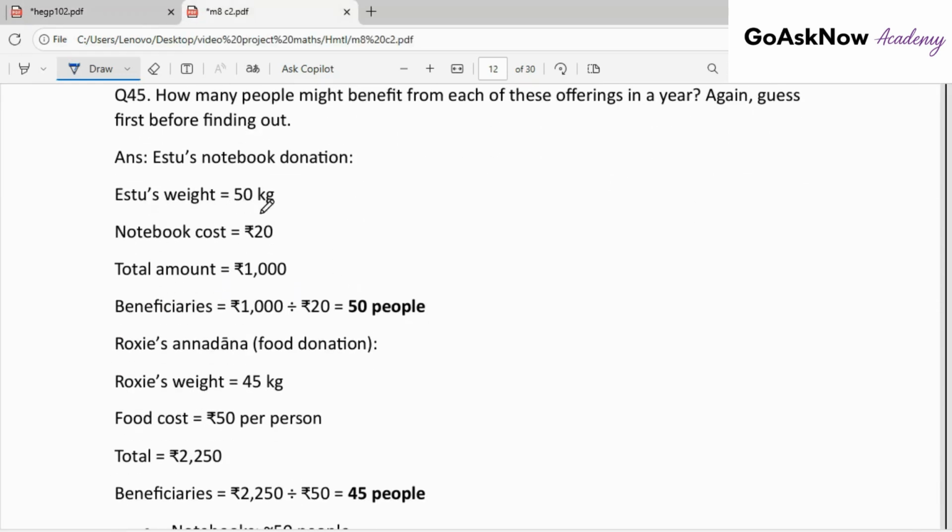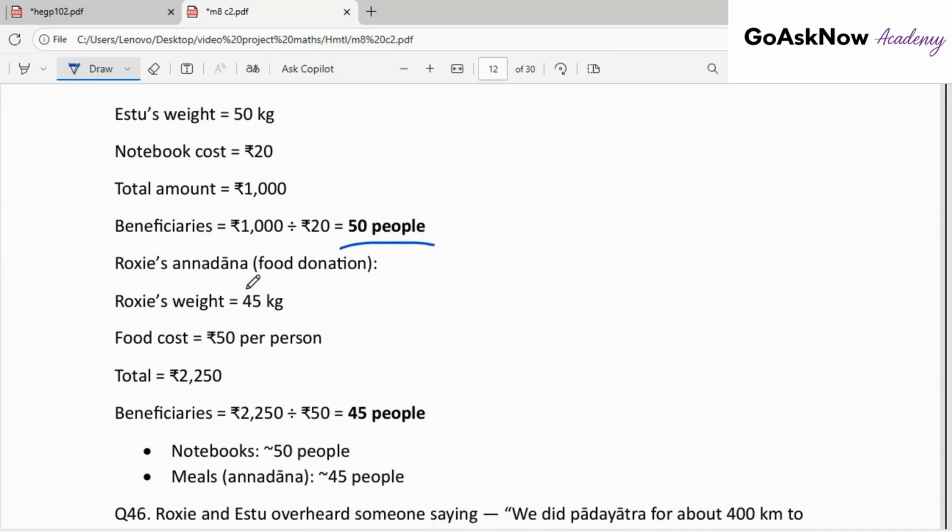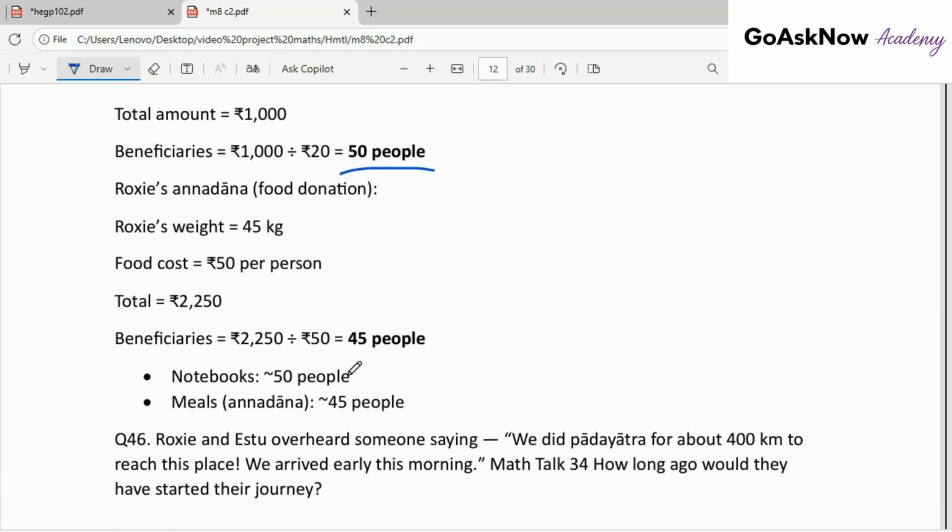Next, Ishu's weight is 50 kg. A notebook costs 20 rupees. Total amount is 1000. 1000 divided by 20 is equal to 50 people. Food donation: Roni's weight is 45 kg. 50 rupees per person. Total is 2,250. 2,250 divided by 50 is equal to 45 people.